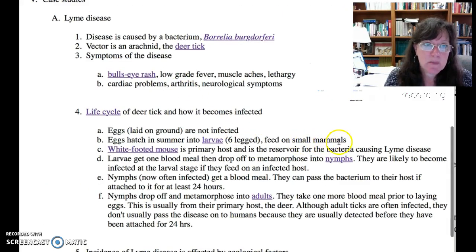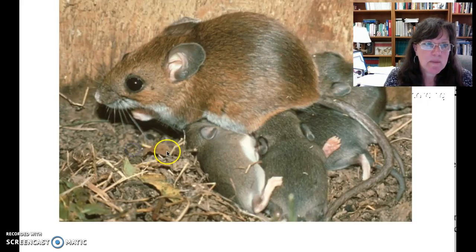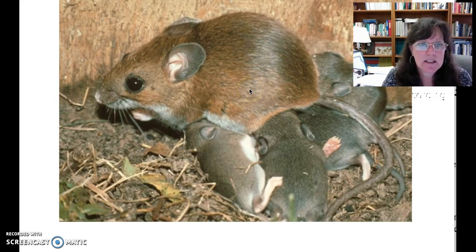And they feed on small mammals, so small birds, small mice. One of those small mammals is the primary host for the Borrelia bacterium. That's the white-footed mouse, and this mouse is super, super common. It's found all over the place along the East Coast, and it has a very high probability of having that Lyme disease bacterium in its bloodstream. So if that larva attaches to one of these mice and takes a blood meal, it has a very high probability of also contracting that bacterium.